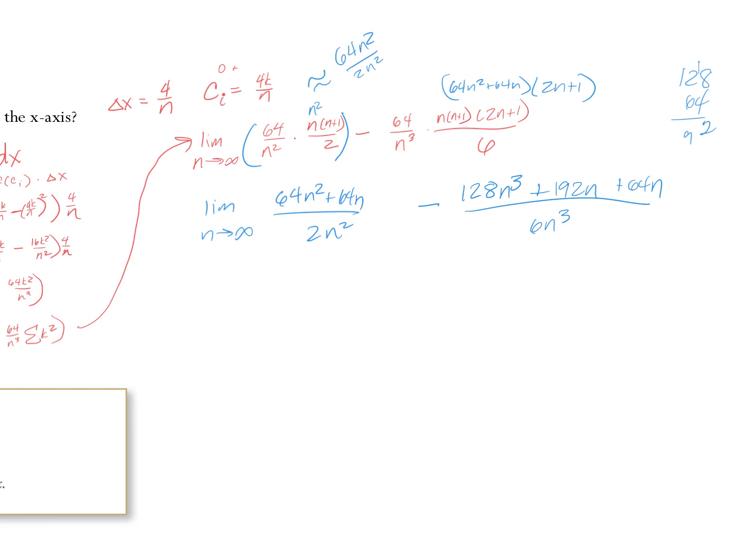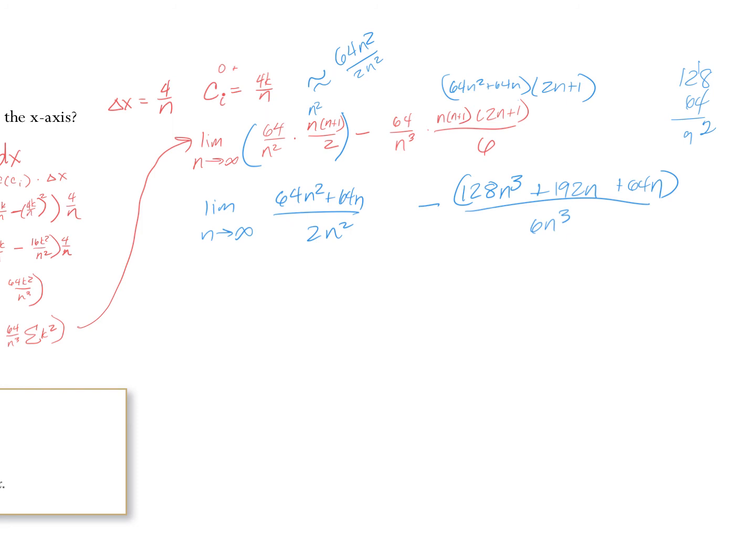Everybody good? And technically, there's parentheses there. That whole thing's being subtracted. Now, when I go to take the limit, are these two pieces going to become important?